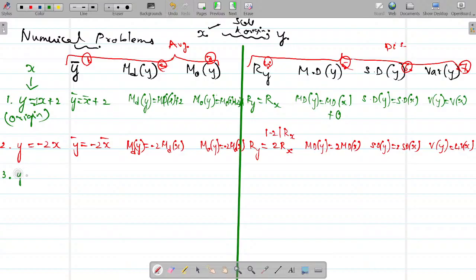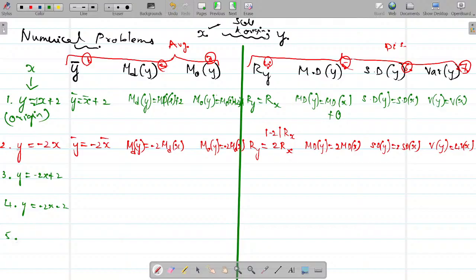y is equal to minus 2x plus 2. Fourth case, y is equal to minus 2x minus 2. Fifth case, I'll tell a bit later.